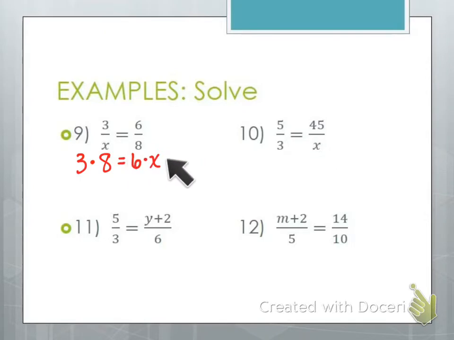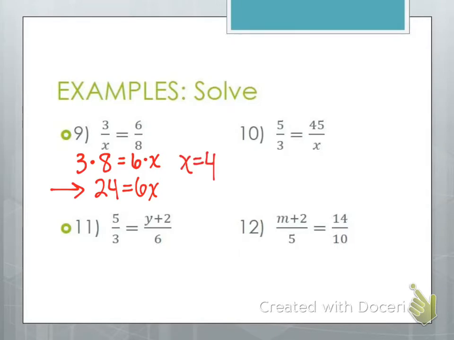I will not necessarily require this step here. I know most of you probably can take 3 times 8 and just write it down because you know 3 times 8 equals 24, and 6 times x we just write as 6x. I do expect to see this step here. That one is the one where I would definitely need to see your work. And then what would we do to both sides? Divide by 6 and we get x equals 4.